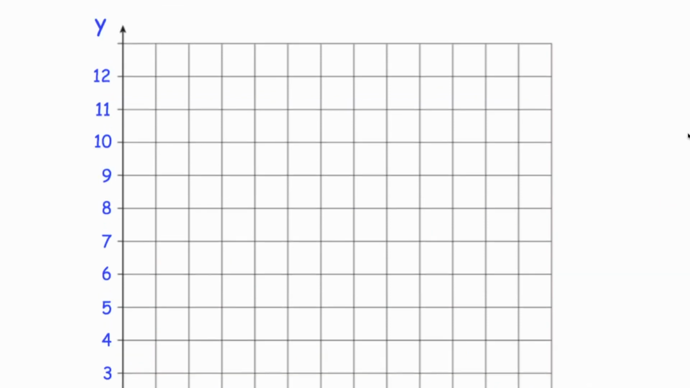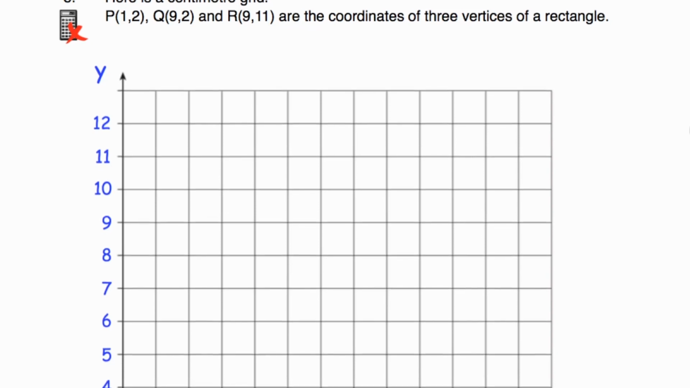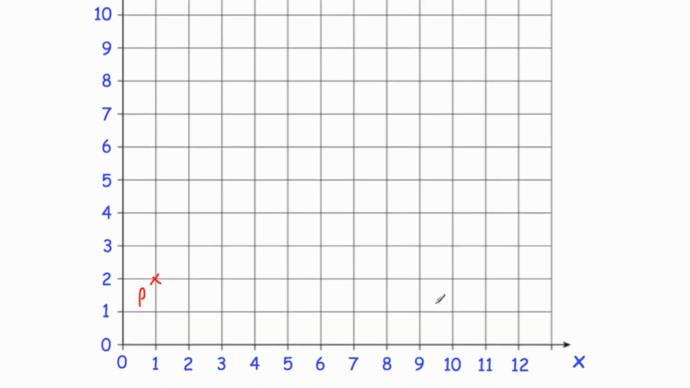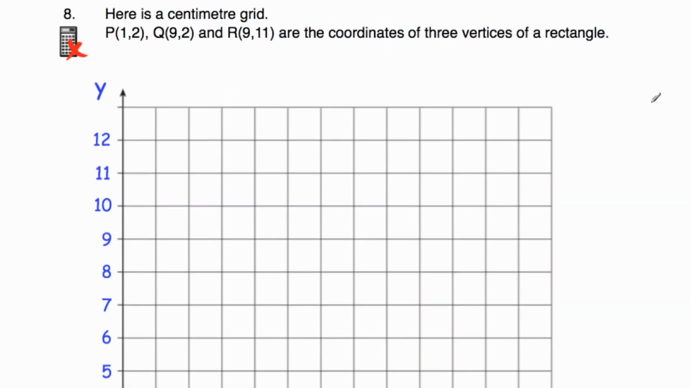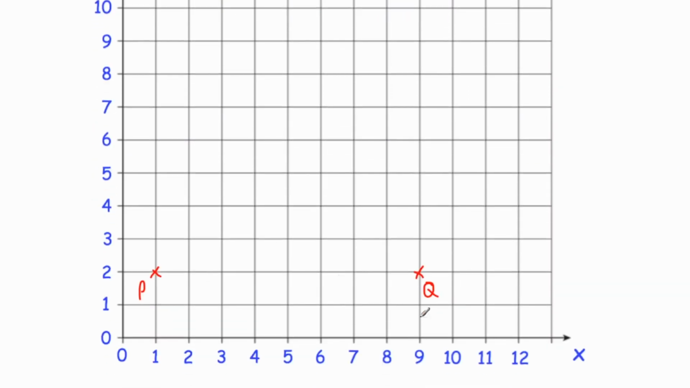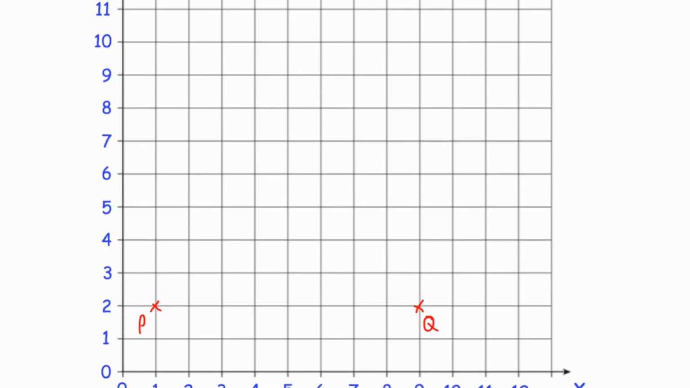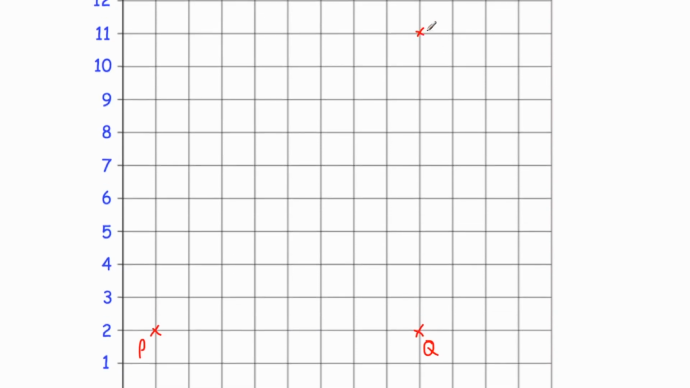And then just going up to make sure we call it the right thing. Q is 9, 2, so let's go 9 across and 2 up, that's Q. And then if we go up, R is the point with coordinates 9, 11, so let's go 9 across and then 11 up, so going 11 up would bring us to here, so that's the point R. So we've got P, Q and R, so that's the points 1, 2. We've got Q, which is 9, 2, and we've got R, which is 9, 11.